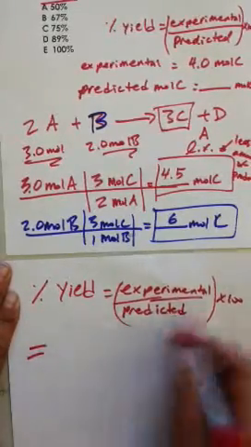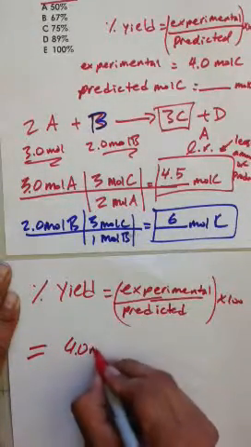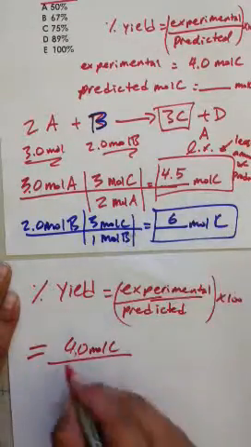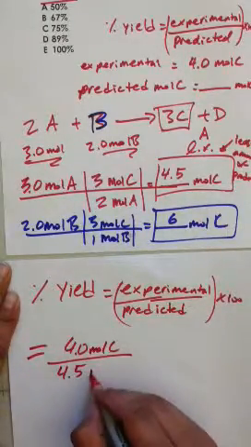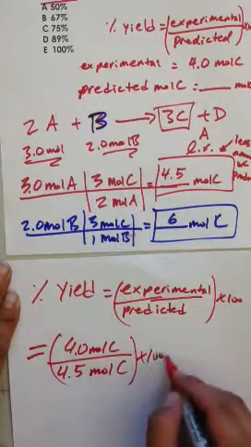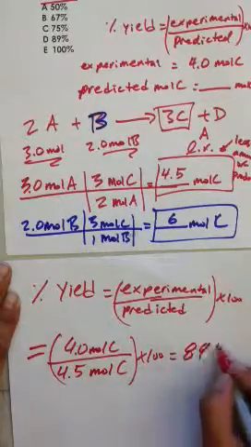So the experimental, what we got, they said that we got 4.0 moles of C, but what we should have gotten is 4.5 moles of C, times 100. Do the math. You get something like 89%.